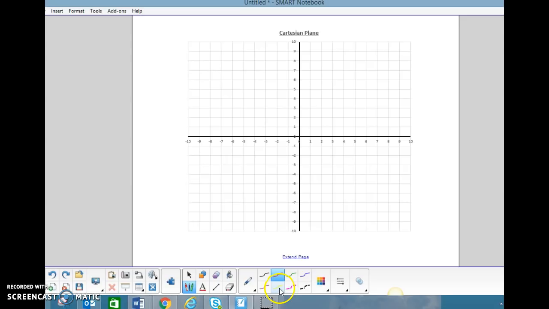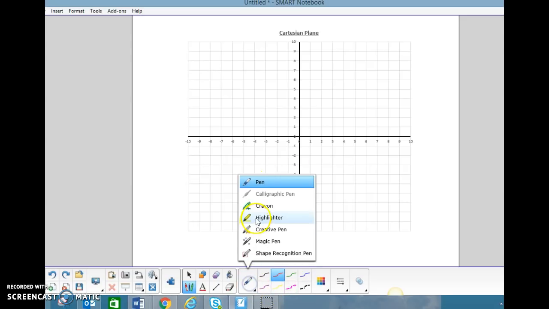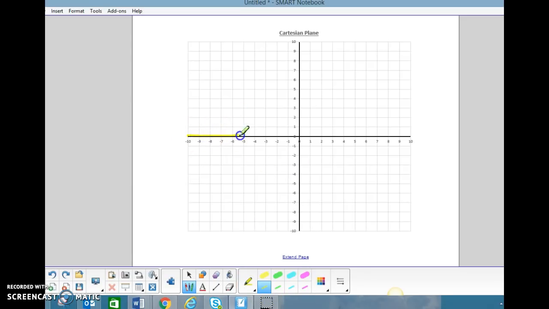So this one here, let me just switch to the highlighter. This line here is our x-axis. So we need to remember that when we are given a coordinate, the horizontal line represents our x number, whereas the line that goes vertically here, that's our y-axis.